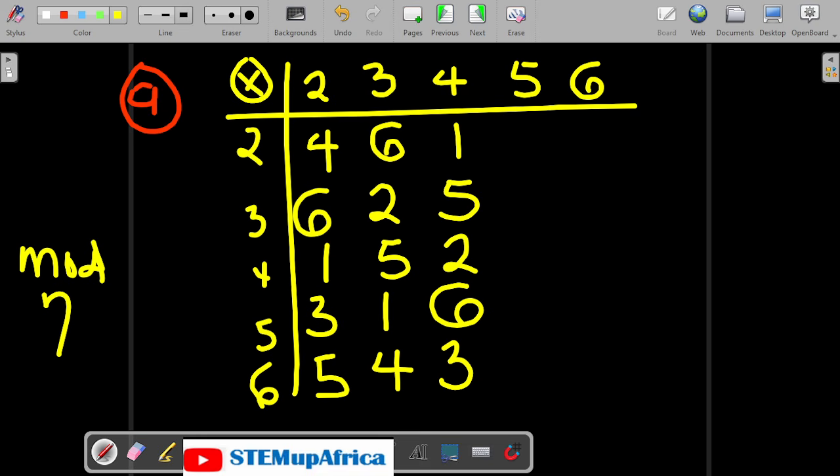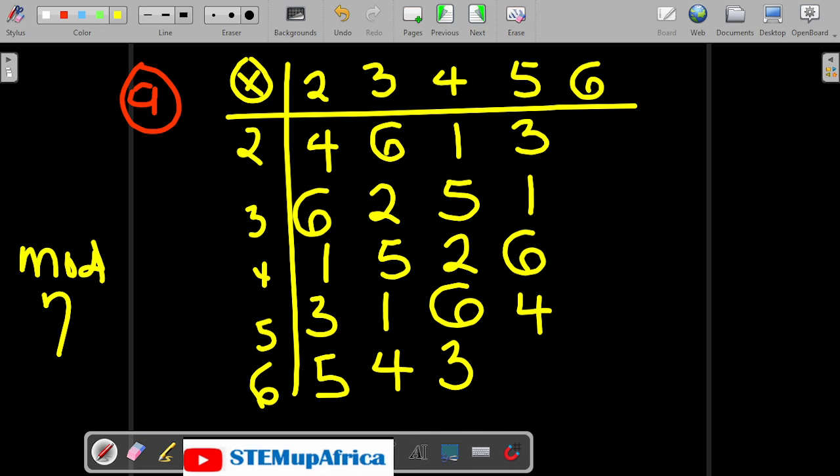Then 5 times 2 is 10. How many 7 in 10 is 1? What is left is 3, which is 10 minus 7, that's 3. 15, we've done that before. Here will be 1, same process. 5 times 4 is 20. How many 7 in 20 is 2? What is left is 6. Then 5 times 5 is 25. How many 7 in 25 is 3? 7 times 3 is 21. What will be left is 4.